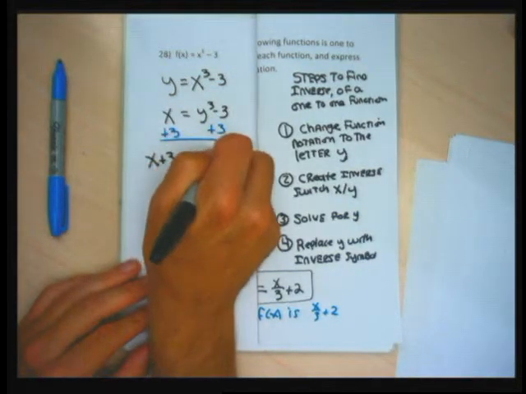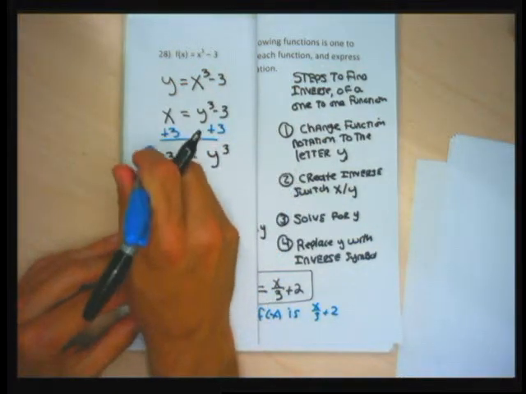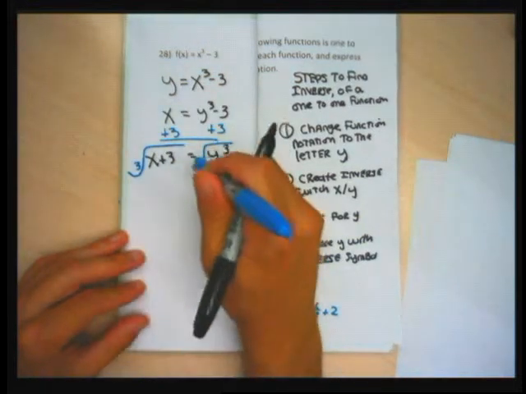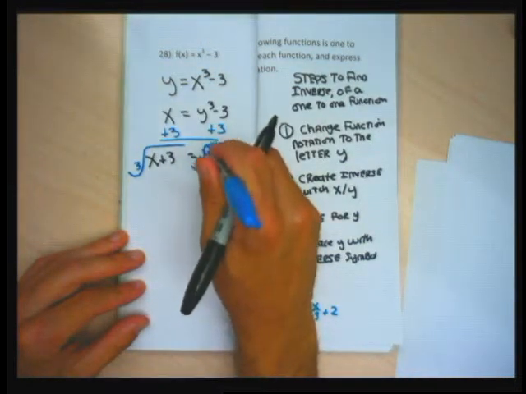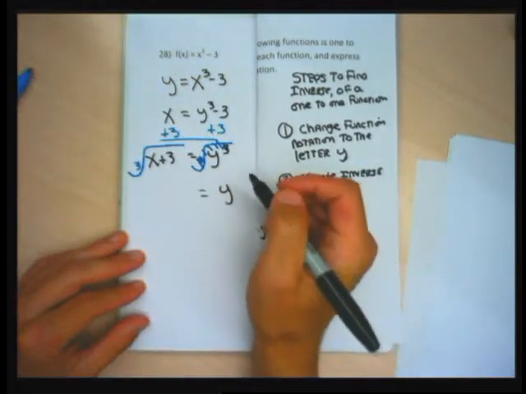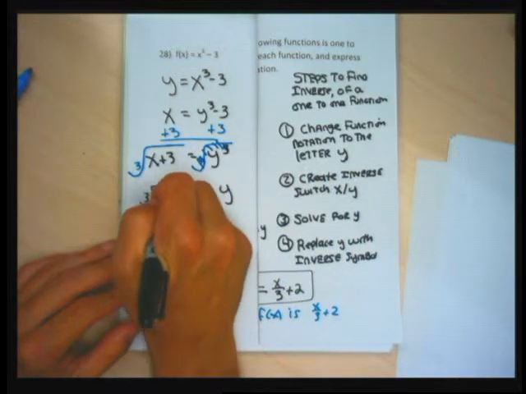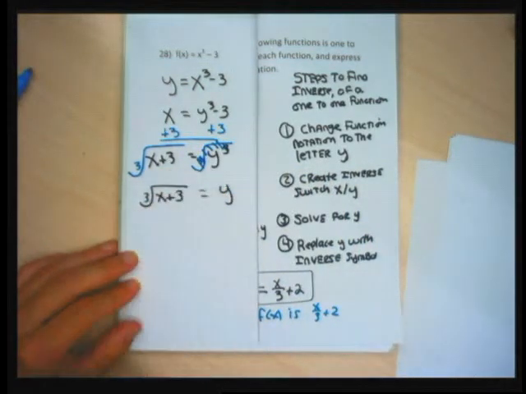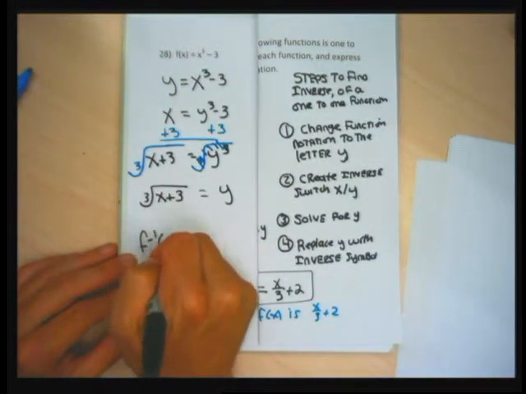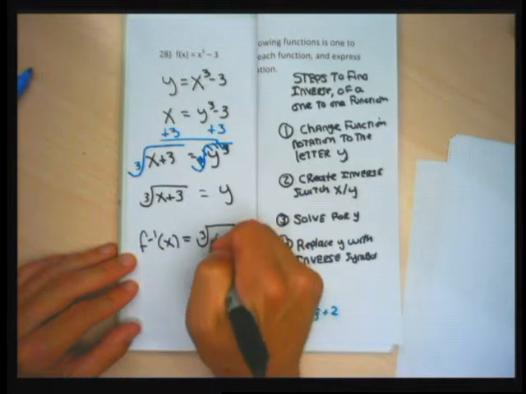To get rid of an exponent of 3, you have to cube root. So I'm going to cube root the left side and cube root the right side. Cube rooting cancels out an exponent of 3 and leaves me with the y isolated on the right side. You don't do plus or minus when you do cube roots, you just do plus or minus with square roots. I've solved for y. Now I'm going to replace the y with an inverse symbol. I'm going to write the inverse of f of x is cube root of x plus 3.